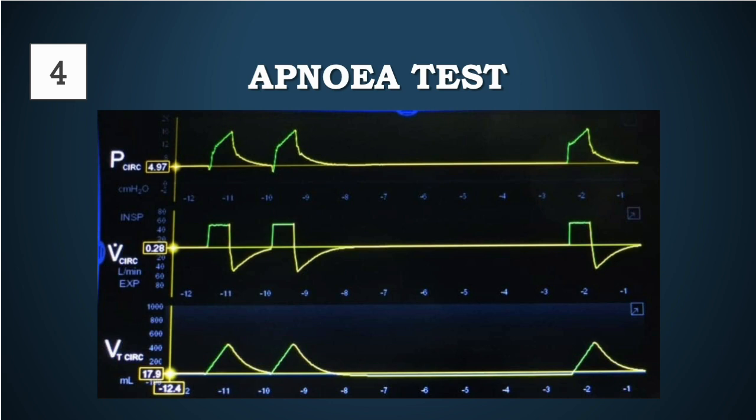So the prerequisites for performing the apnea test are that patients must be deemed stable enough to tolerate apnea. So they can't be severely hypoxic or acidotic, okay? Which means the PaO2 on 100% FiO2 should be more than 200 millimeters, okay?